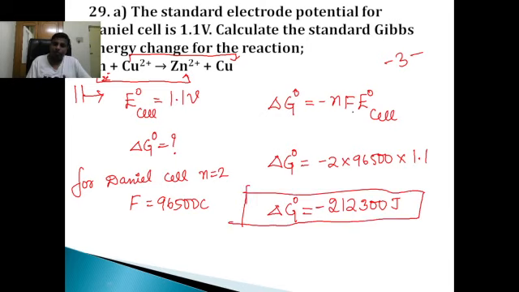Very simple for 3 marks. Again, for formula 1 mark, for substitution 1 mark, for the correct answer with the unit 1 mark. If you don't write the unit, you're going to lose 1 mark. Better write it. Yeah, simple.